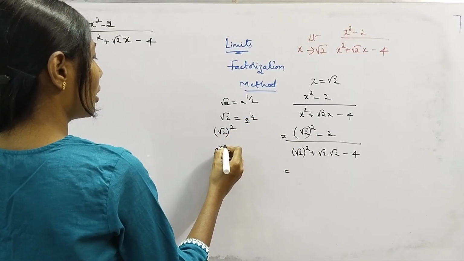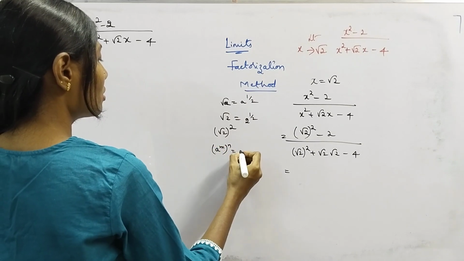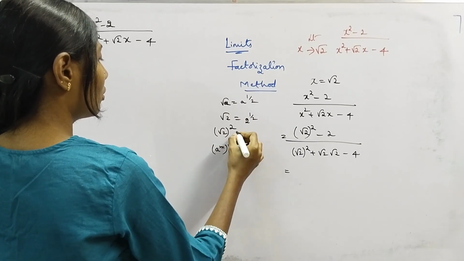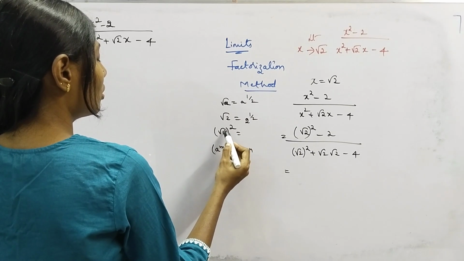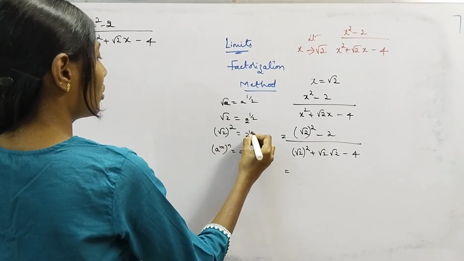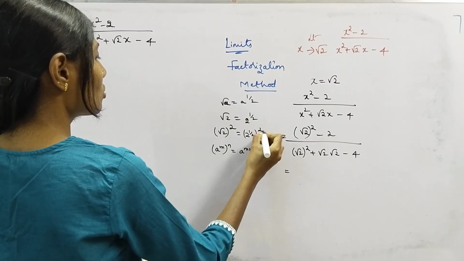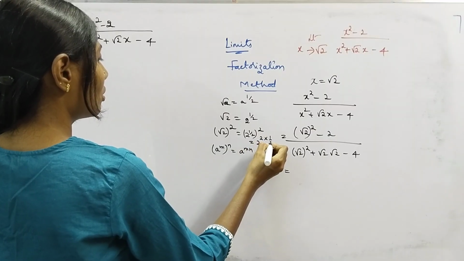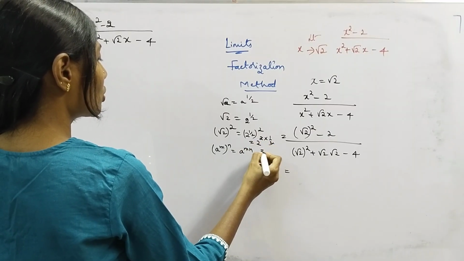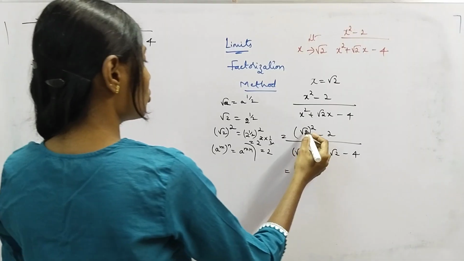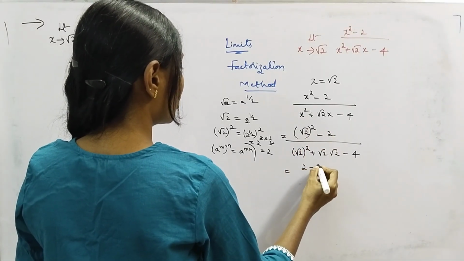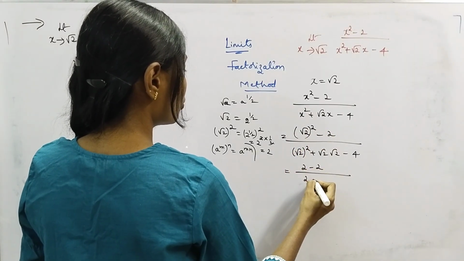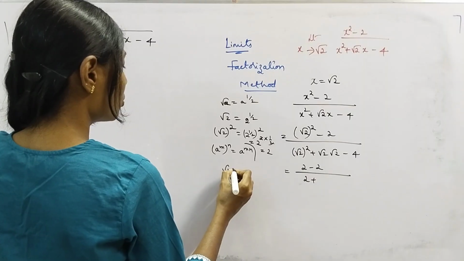We know that a power m whole power n can be written as a power m into n, right? And here we know that square root of 2 can be written as 2 power 1 by 2 whole square. This looks like a power m whole power n. So we can write this as 1 by 2 into 2, or 2 into 1 by 2, which gives us 2, right? So square root of 2 whole square is 2, minus 2 by 2 plus root 2 into root 2.